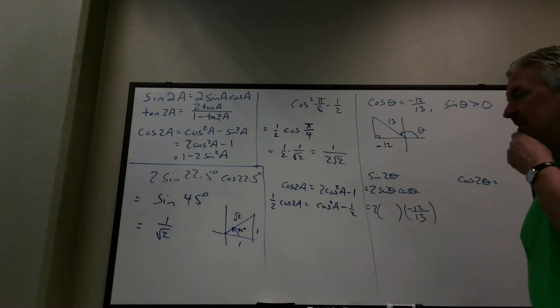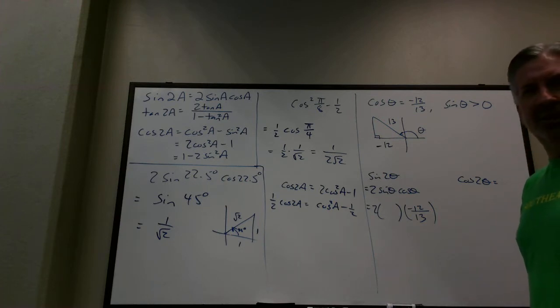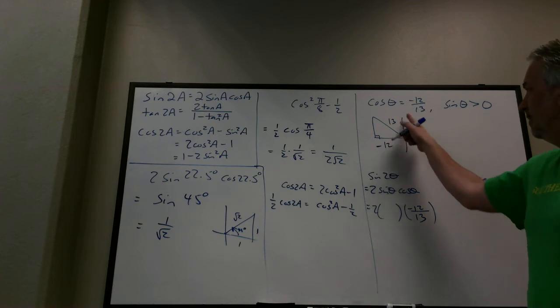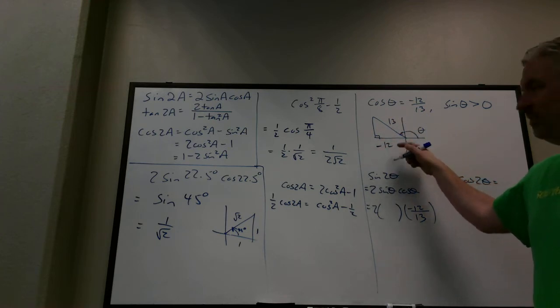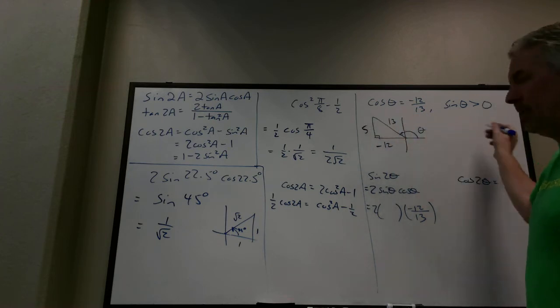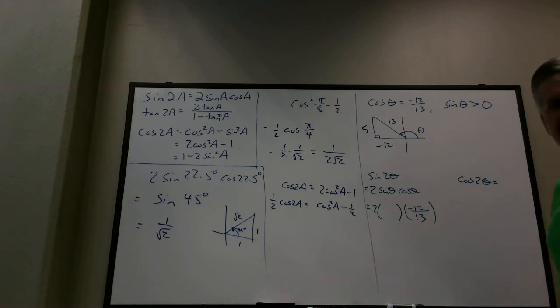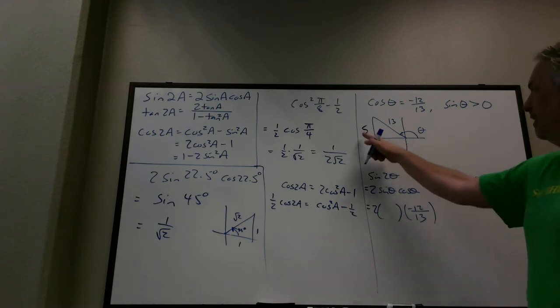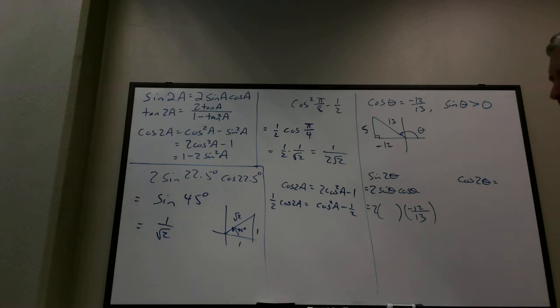This is one that shows up all the time in a trig course. A triangle with hypotenuse 13 and leg 12, the other leg is 5. You can work it out with Pythagorean theorem. I just won't waste the time here. So 12 squared plus y squared is 13 squared. Solve for y, you'll get a 5.